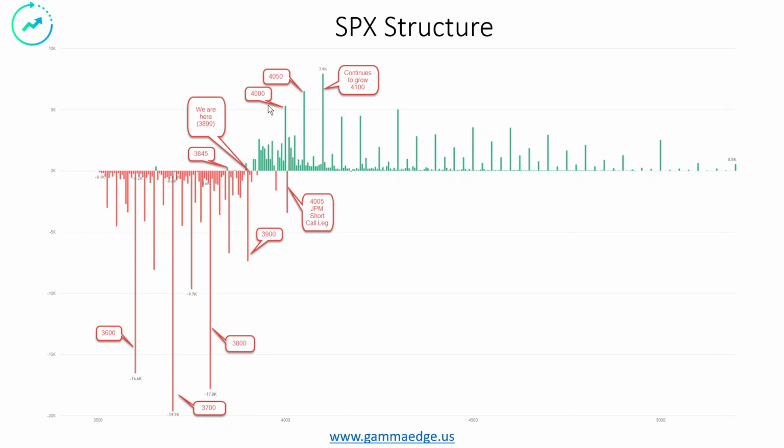So you can see 4,000, 4,050, 4,100 here. We're going to have to plow through these two areas. These are going to be sticky. I'd like to see us move up into this area and start toying with this and seeing some calls get added to start negating these. We're not seeing that right now. It's going to be hard to push above these just from a structural point of view.